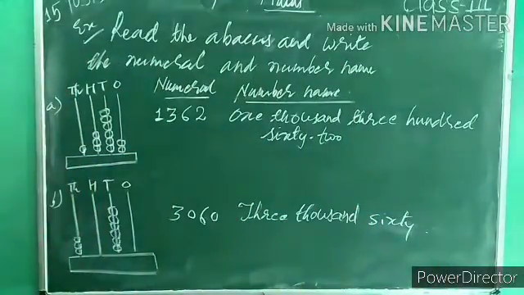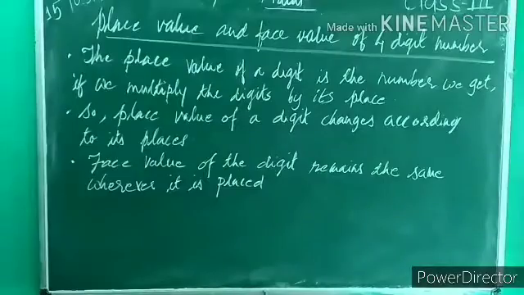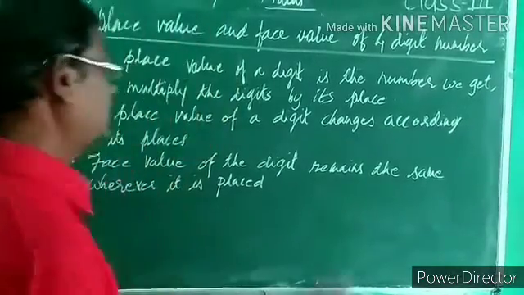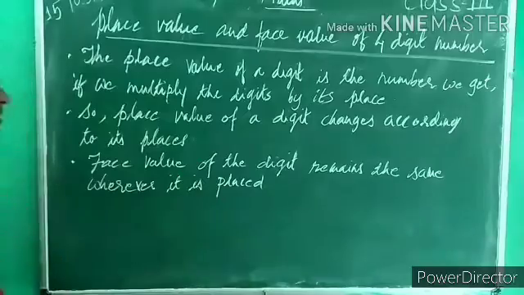So understood this example? Note down in your notebook. Now we will study place value and face value of a 4-digit number. Place value and face value. Three points are given, keep them in mind.